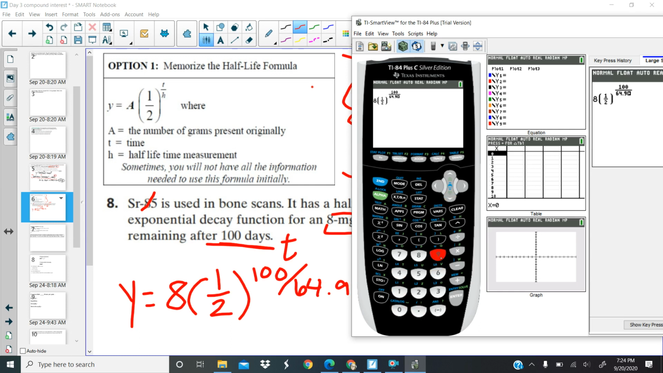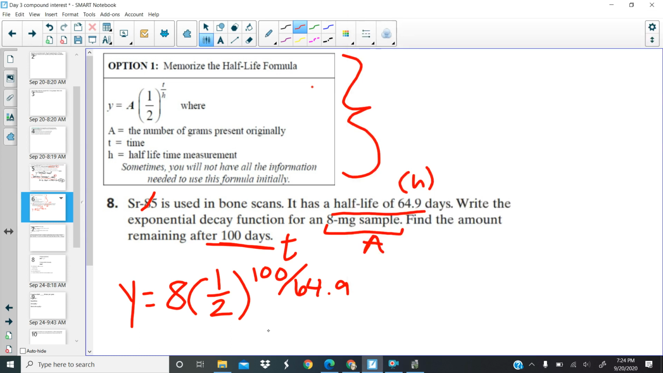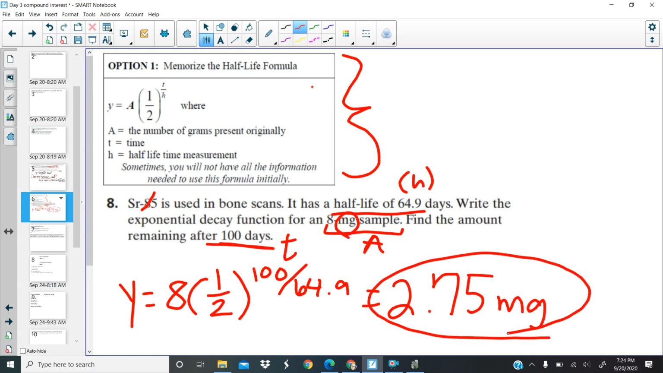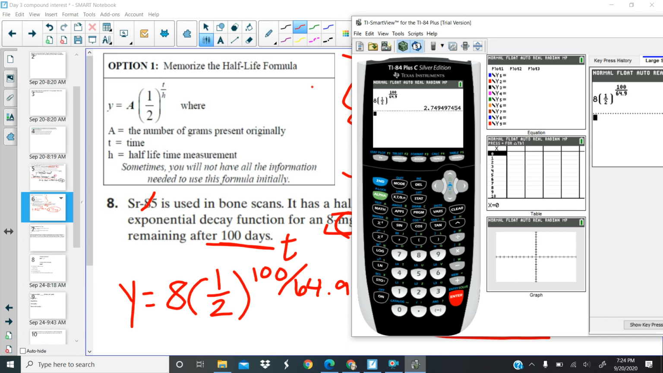And then you're just going to hit enter, and it's going to give you the amount left after 100 days, which is 2.75 pretty much. So I'm going to come back over here, and the amount remaining is going to be 2.75, and this was in milligrams, so I'm going to write milligrams behind it.